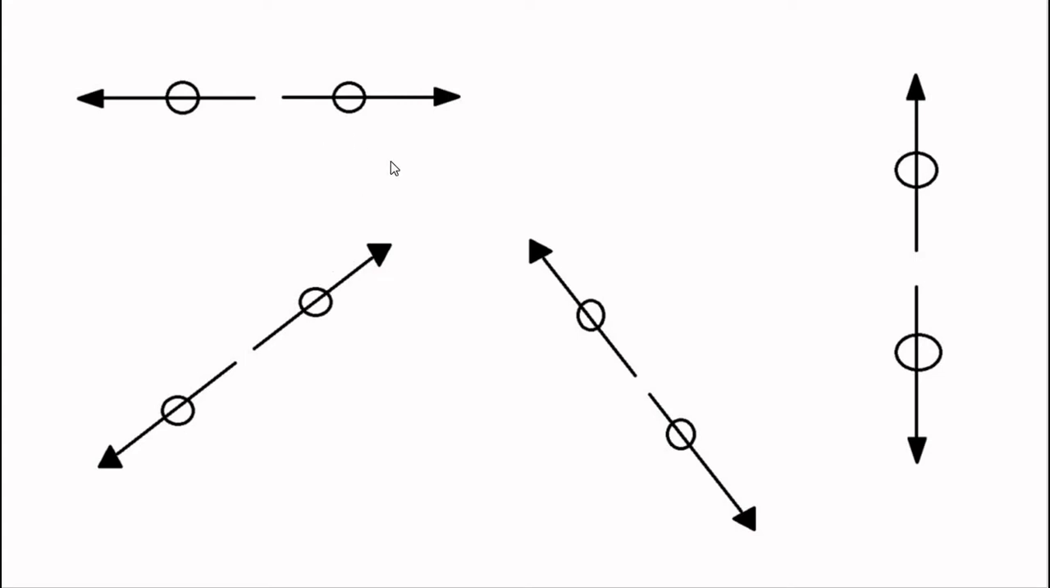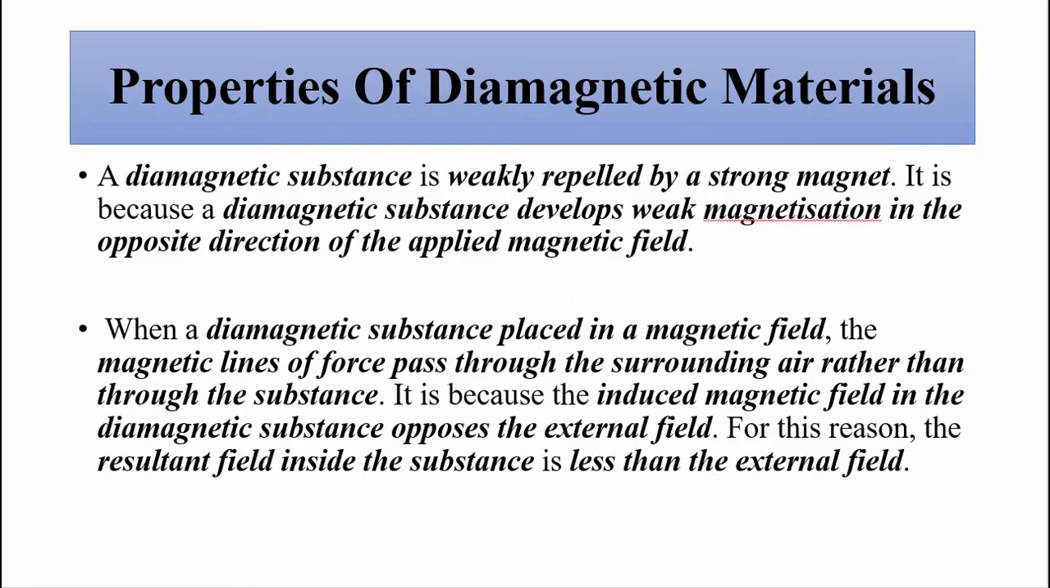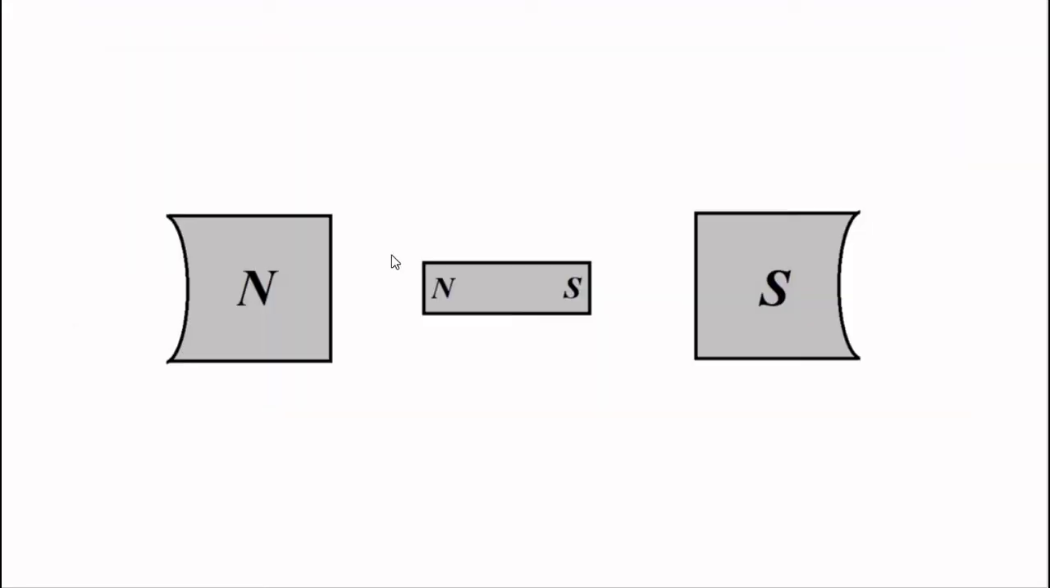Okay, so some important properties of diamagnetic materials. Diamagnetic materials are repelled by the external magnetic field. It is evident because the north pole is towards the north pole of the permanent magnet, and the south pole of the material is towards the south pole of the permanent magnet. So obviously there will be repulsion. As the magnetic properties are weak in the diamagnetic material, the repulsion is also weak. Okay, they are weakly repelled.